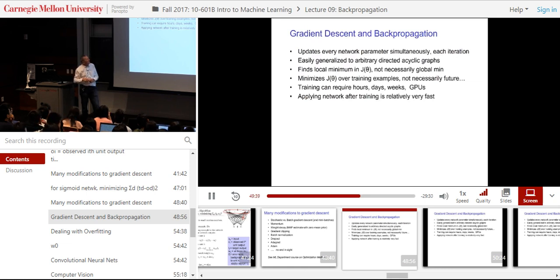And also it finds the local minimum over the training examples. It may or may not generalize well. It might overfit those examples. Also, it takes a long time. So for networks that people use commercially these days, or the ones that people use if they're competing for the best speech recognition algorithm or the best computer vision algorithm, some of those networks have over 100 layers. And they can take literally weeks to train.